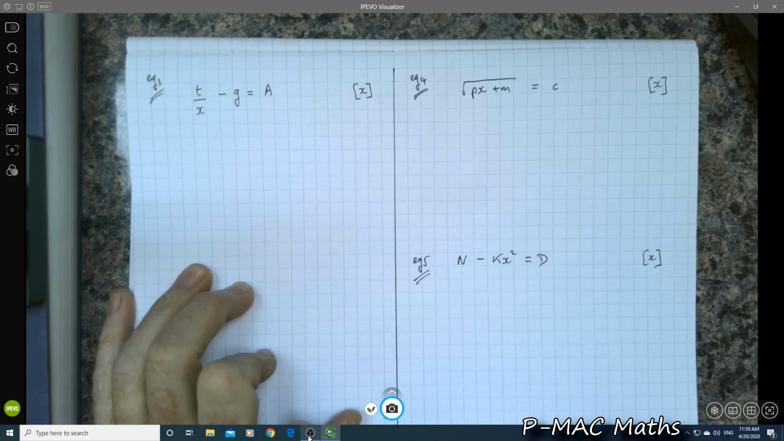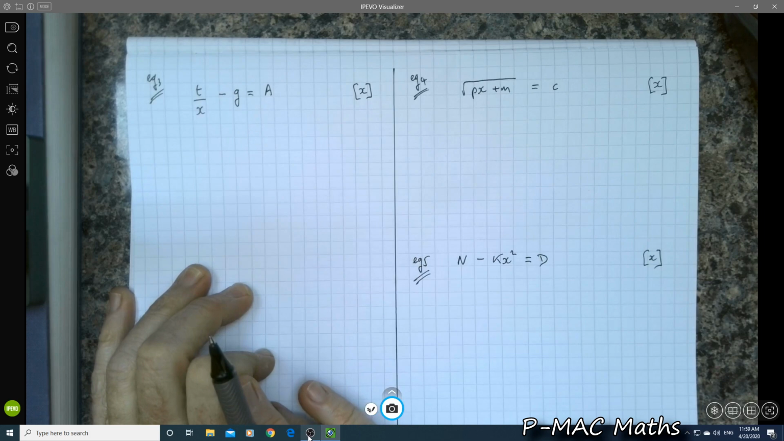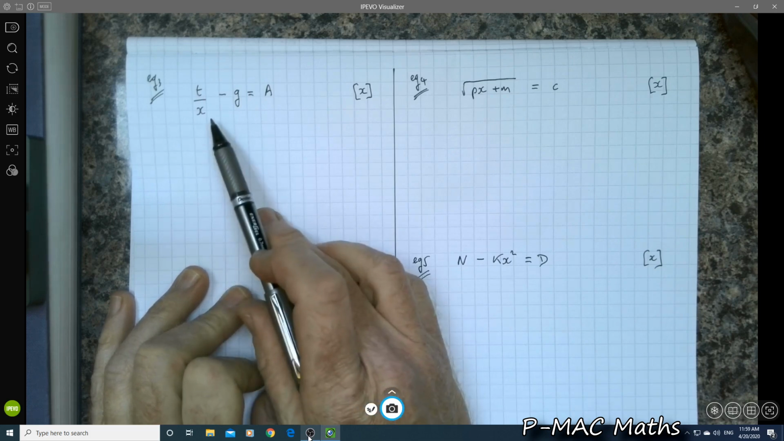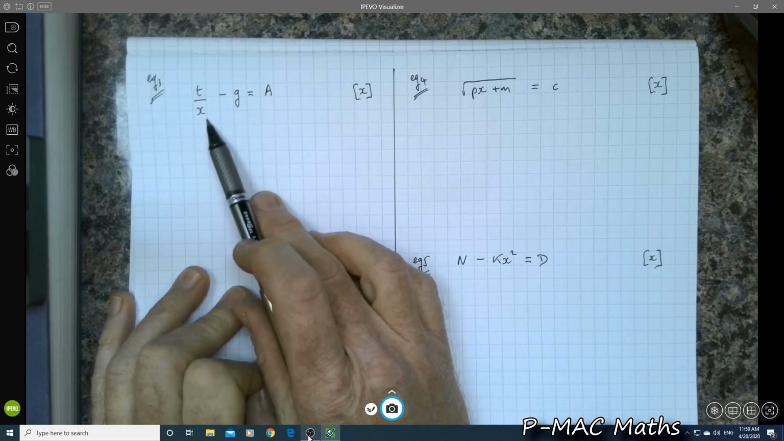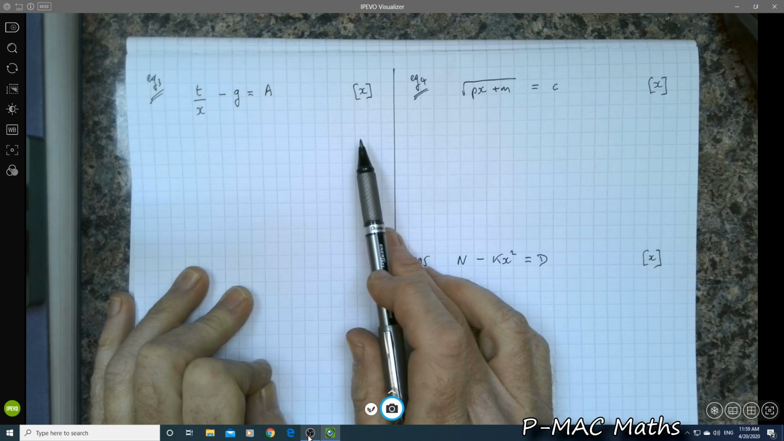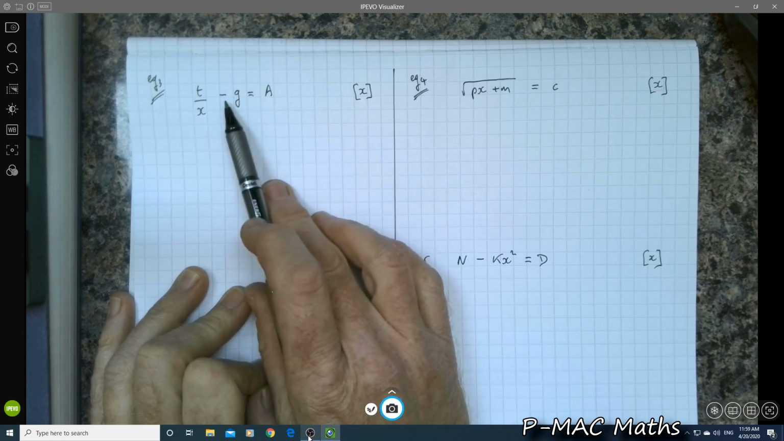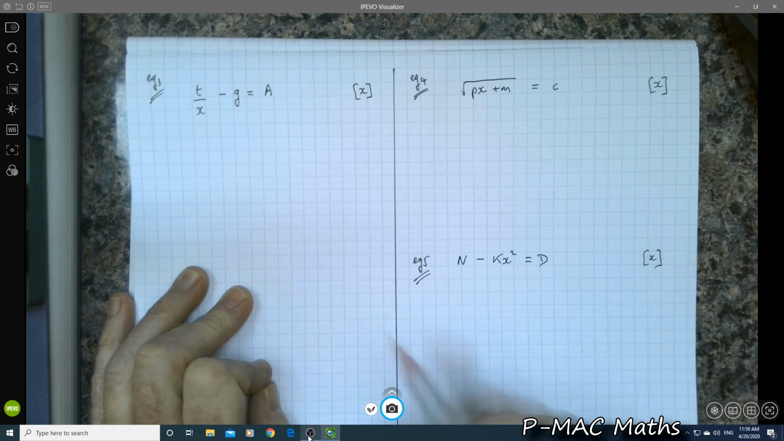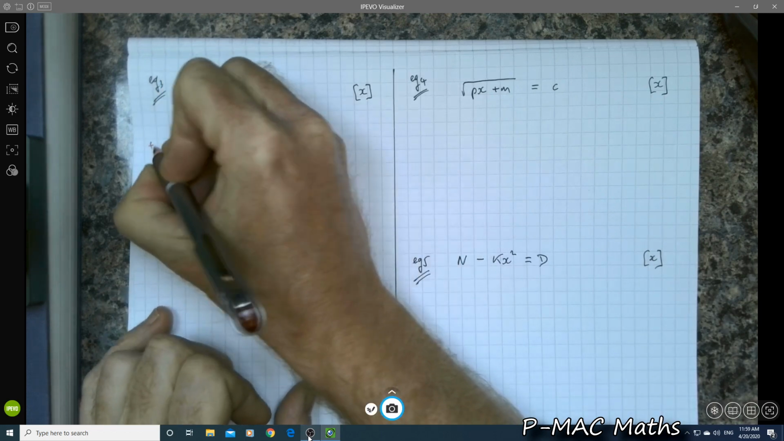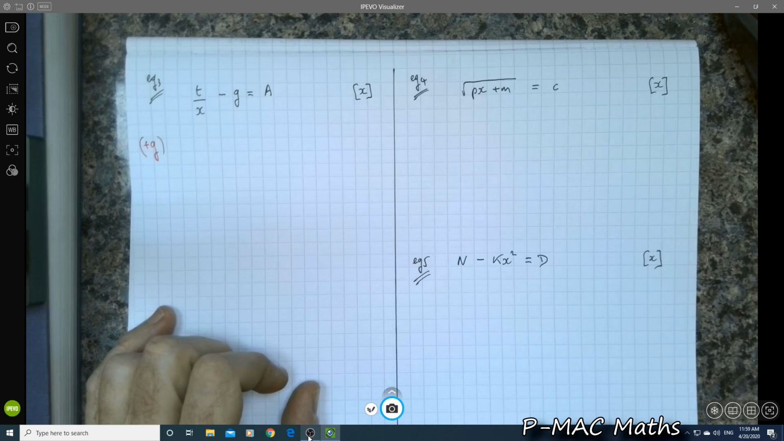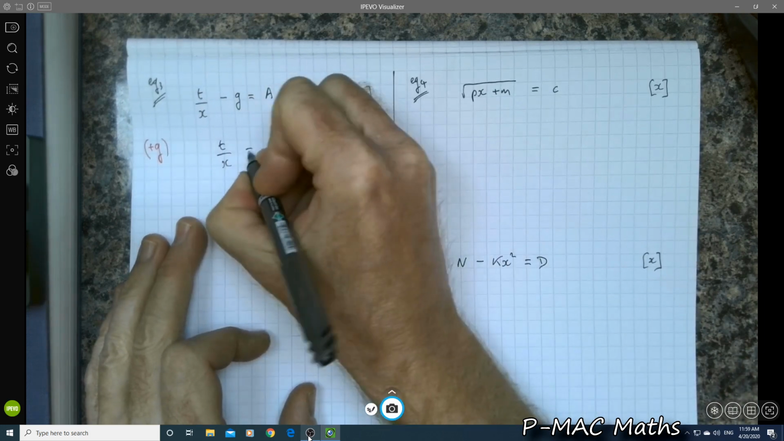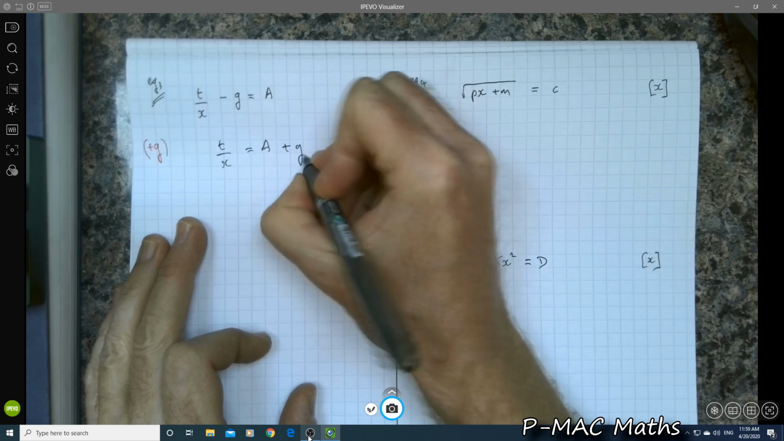I want to make x the subject. X is a denominator. I've got a couple of choices here. If you recall from the last video when we had a situation a bit like this, then the choice was either multiply through by x straight away to clear the denominators, or you could get the x term on its own here by adding g to both sides. And in this example, I'm going to choose to do that. I'm going to add g to both sides. T over x equals a plus g.